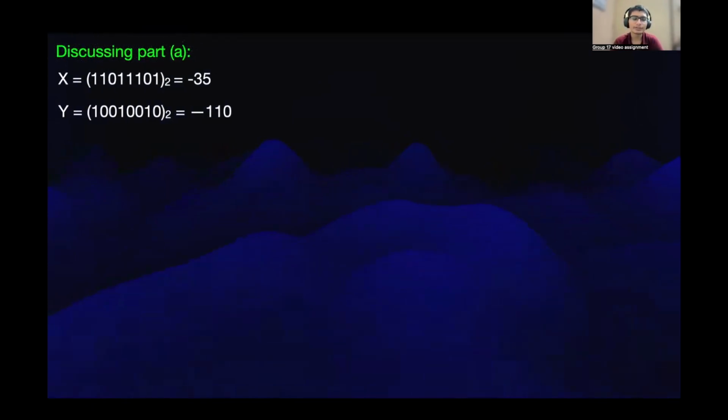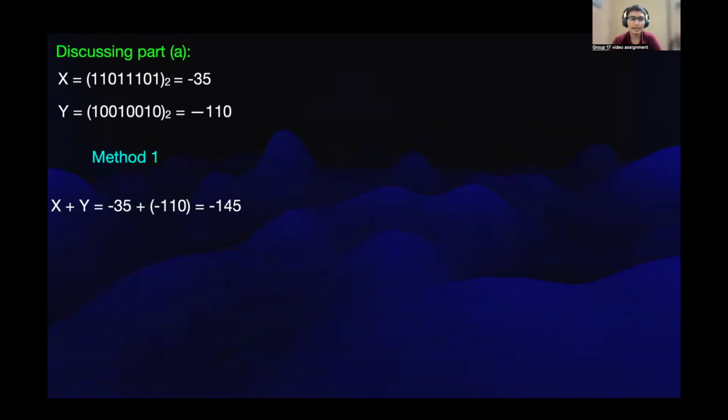Now, I will be discussing the solution part of discussion, starting off with part A. As we have previously discussed, the binary representation of x and y are as shown on the slides. For this part, we are going to discuss three methods. Method 1. In method 1, we are going to use the concept of range, in which we are going to add x and y using binary representation, which results to minus 145.